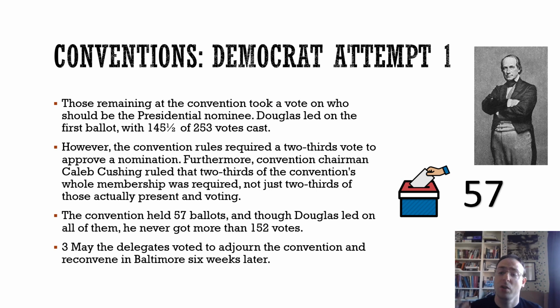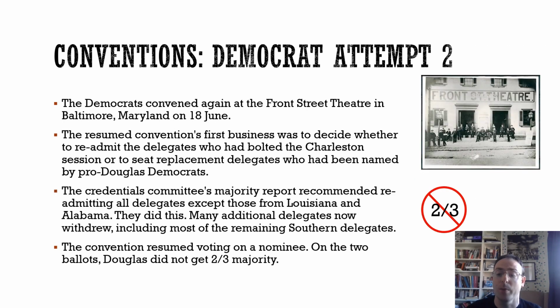And Caleb Cushing, whose picture is above me, decides to change the rules in the convention to make this even more difficult to achieve. Because he says it's two-thirds of the convention, including as if the 50 members were still there from the South. There were 57 ballots held. Douglas won all 57, but at no point did he get enough votes to get to that two-thirds majority. And on May the 3rd, the delegates voted to adjourn the convention and reconvene in Baltimore 6 weeks later, hoping they could find some kind of common ground and some kind of solution to the problem.